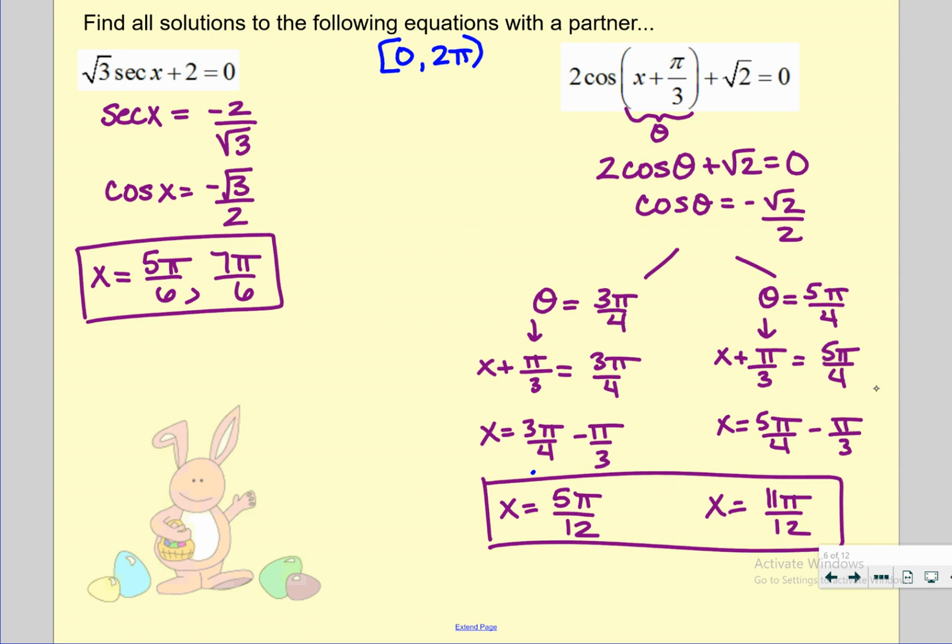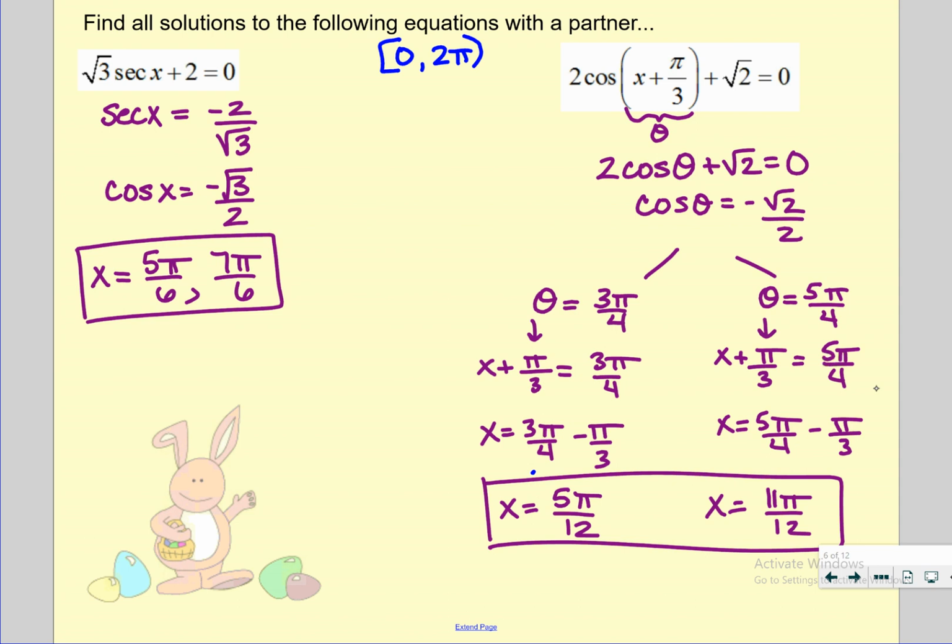That's what theta equals. Then put back in the x plus pi over 3. So to solve that, I have to subtract pi over 3 from both of the angles I found. So 3 pi over 4 minus pi over 3 would be, again, 12ths is the common denominator. 9/12 minus 4/12, which is 5/12. And then for the second one, you're doing 15/12 minus 4/12, which gives you 11/12 there.